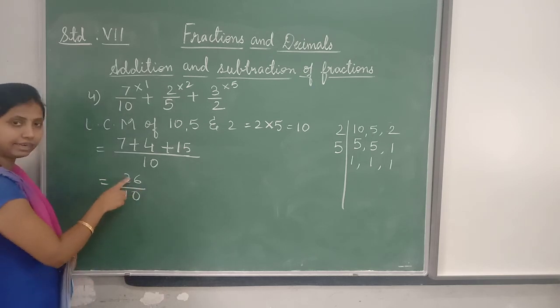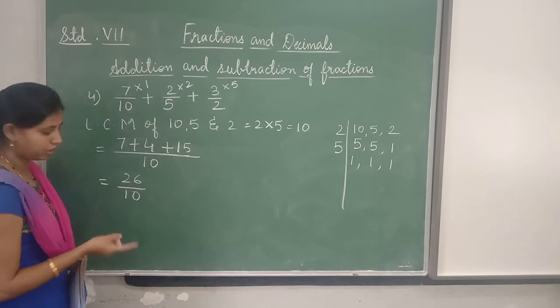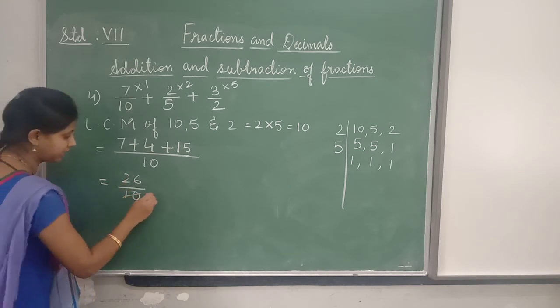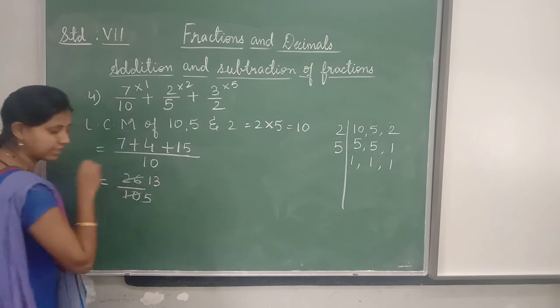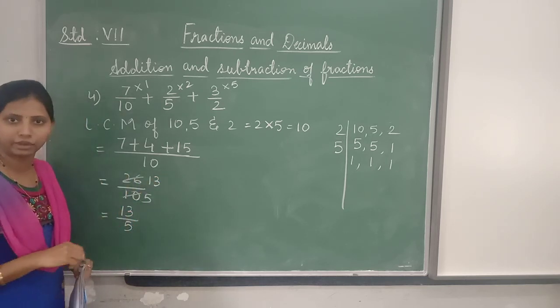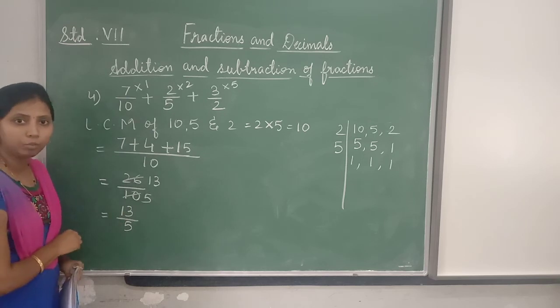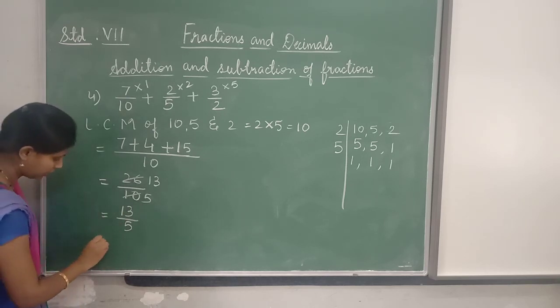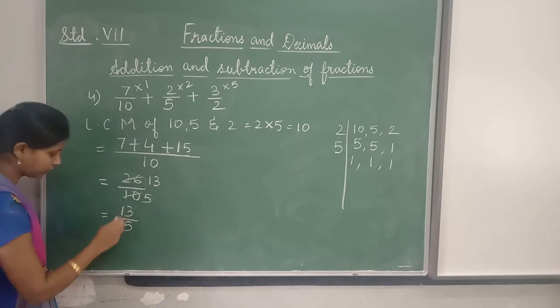Now 26 and 10 we can simplify further. 2 is a common factor. Yes. So 2 5s are 10. 2 13s are 26. So it is 13 upon 5. That's simplified. Now again it is an improper fraction. So convert into mixed fraction. So mixed fraction will be 5 2s are 10.